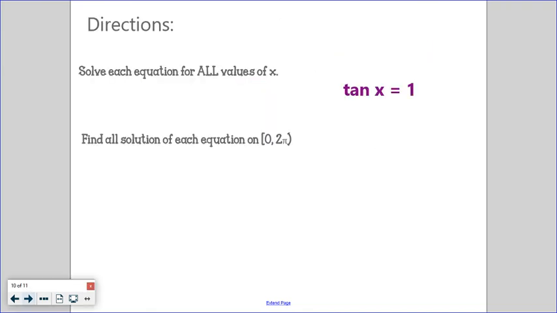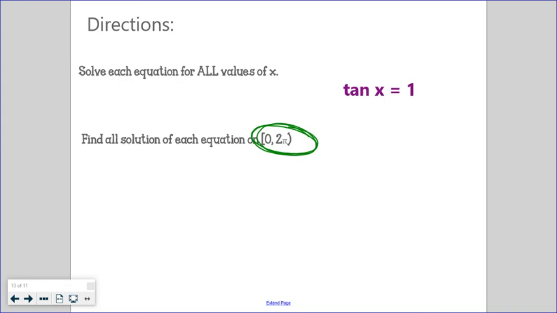I do want to point out that there is a second way of asking this question. We are going to do this second set of directions, find all solutions to each equation, and yours are always going to ask you to do this on the interval from 0 to 2 pi. Notice that 0 is included and 2 pi is not. So if you ever want to say 2 pi, you would answer 0. And so let's look at the example here.